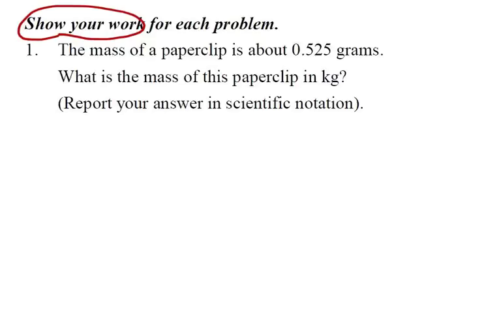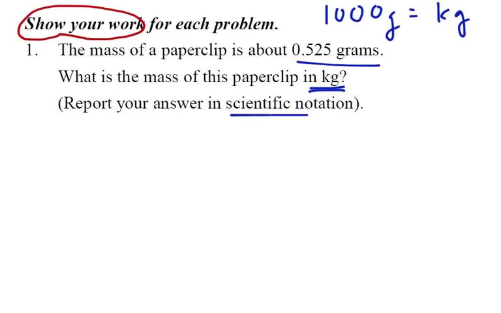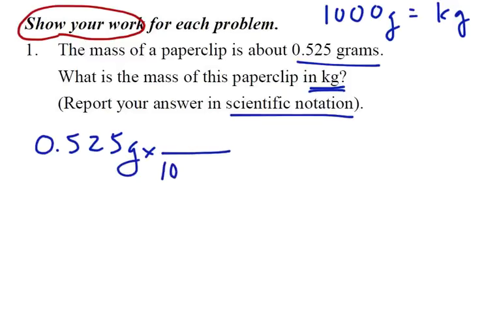We're saying we have 0.525 grams for a paper clip, and we want that in kilograms. So you're supposed to know that there are 1,000 grams in 1 kilogram, and what we're going to do is use this as a conversion factor. Now notice also it's asking for your answer in scientific notation. So we start out with our given number, and then we're going to use a conversion factor and say that there are 1,000 grams in every kilogram.